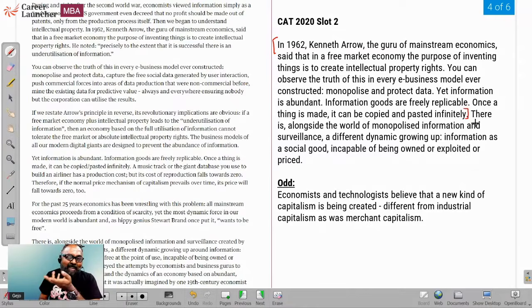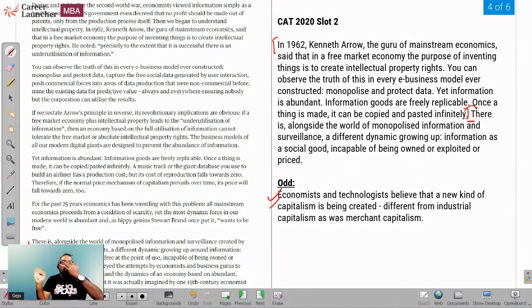But the only problem is this sentence. There is alongside the world of monopolized information and surveillance a different dynamic growing up. Information is a social good incapable of being owned, exploited, and priced. So there is actually no direct linkage to this. The first 3 sentences are kind of good. The question setter should have made some connection. There is just this sentence picked, but this odd sentence is definitely odd.